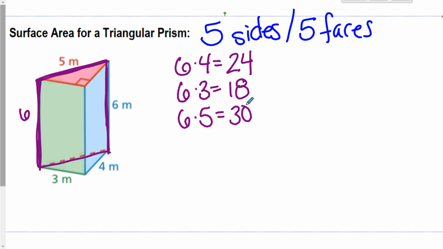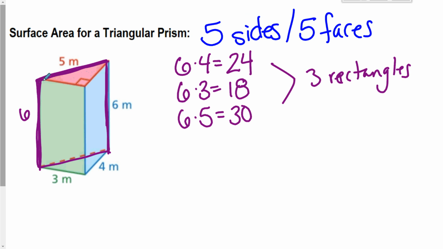So in a triangular prism, I have 3 rectangles. And then I have 2 triangles. So I have a triangle right there, which when I am looking at this triangle, I really want to find that right angle, make sure I know what the base and height is. So my base is 3, my height is 4. So I'm going to do 3 times 4, divide that by 2.